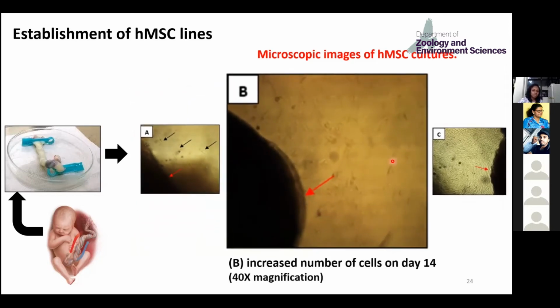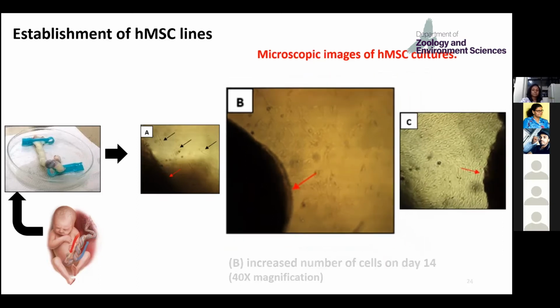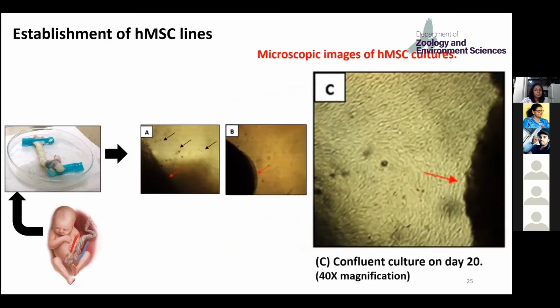And moving on to the second picture, now you can see that the number of attached cells has increased, and this is our tissue which is explanted in the tissue culture flask. This was on day 14. Then on day 20, you can see that all these lines represent cells. So we have a flask full of cells on day 20.